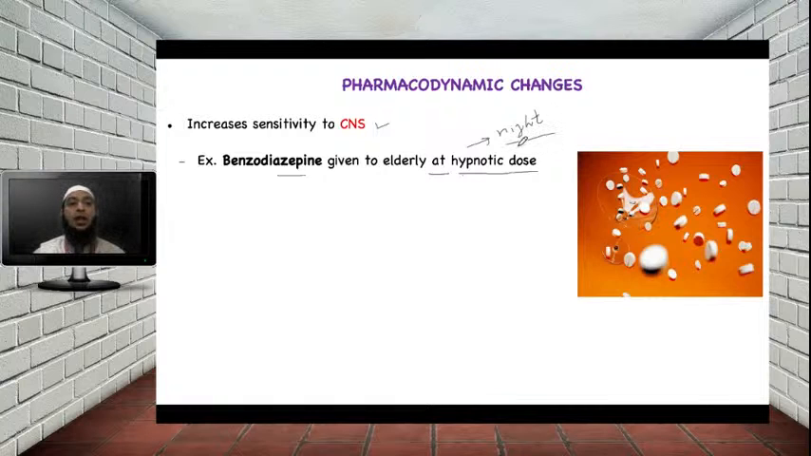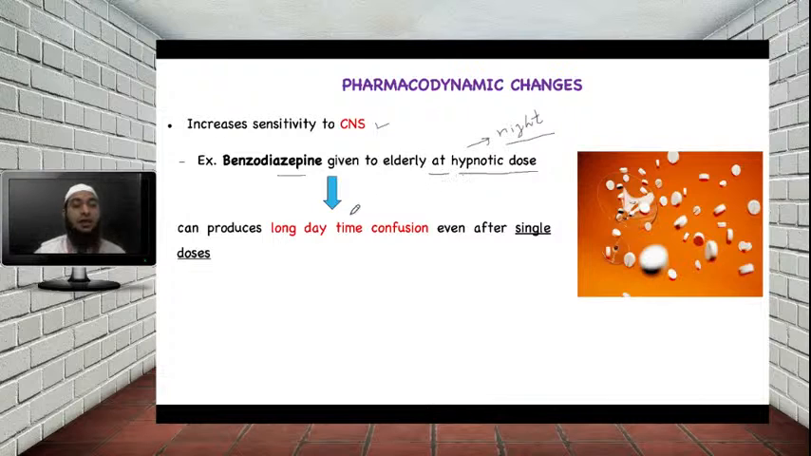But since it is given to an elderly patient, where there is increased sensitivity of the CNS, a benzodiazepine given at a hypnotic dose can produce long daytime confusion even after a single dose. The single dose produces the hypnotic effect, but during the daytime those elderly patients are also confused because they have a residual drug effect, which is carried on throughout the day due to increased sensitivity of the central nervous system. So this happens due to pharmacodynamic changes of the CNS.